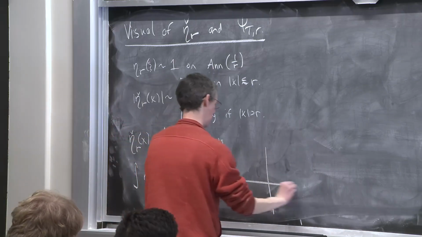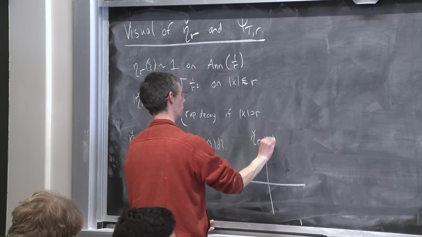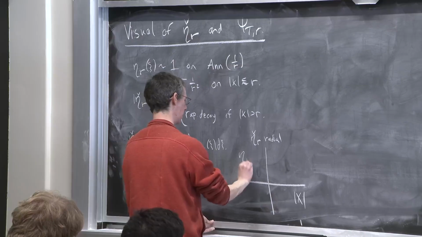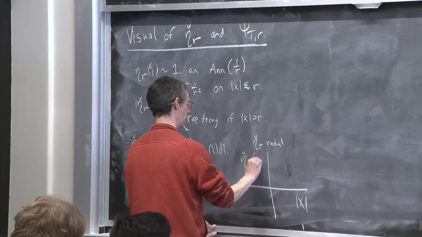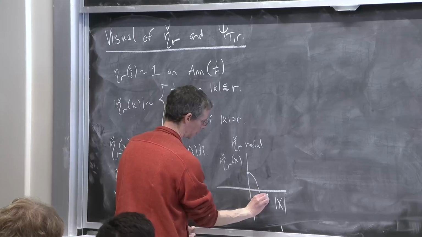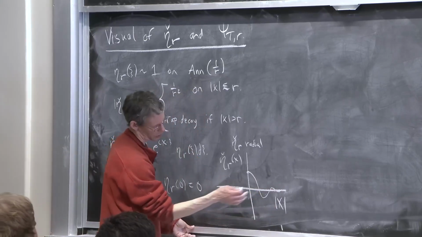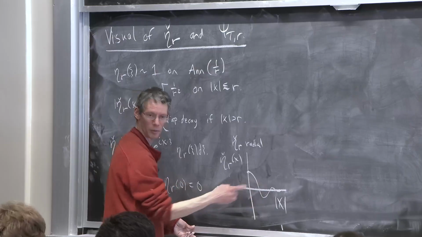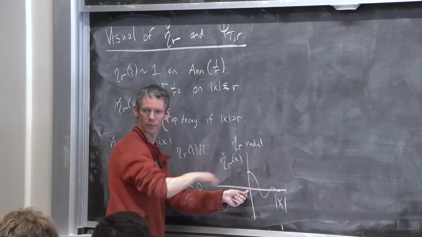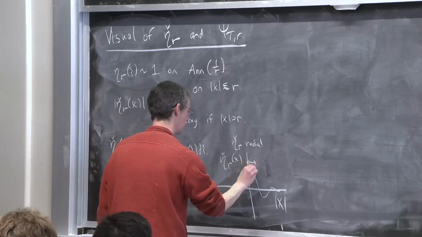OK. So I can graph it. C sub r check is radial. So here is the radius, norm of x. And here's eta r check of x. And it would look something like this. And we have to do this carefully, but the negative part is going to balance the positive part to integrate to 0. So imagine rotating this. And this scale here is r, that's all.